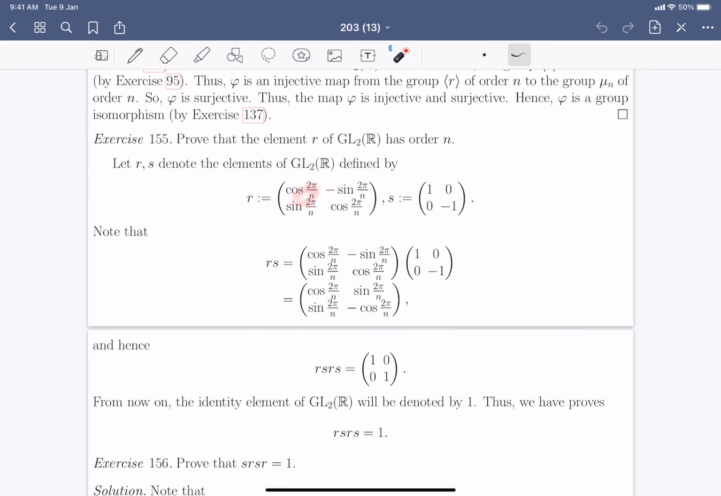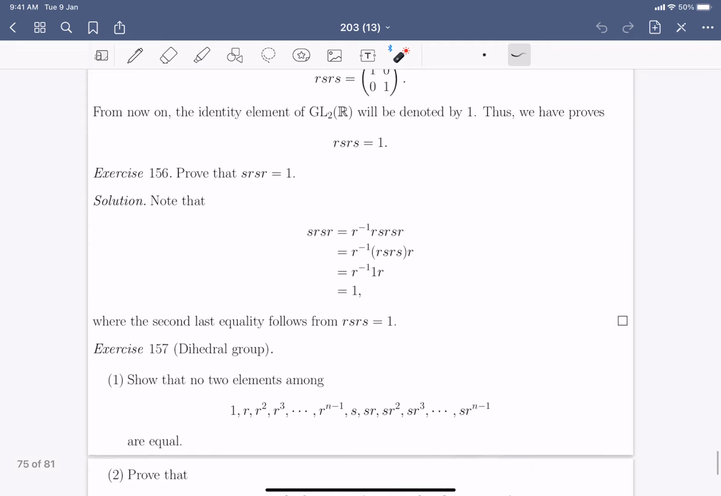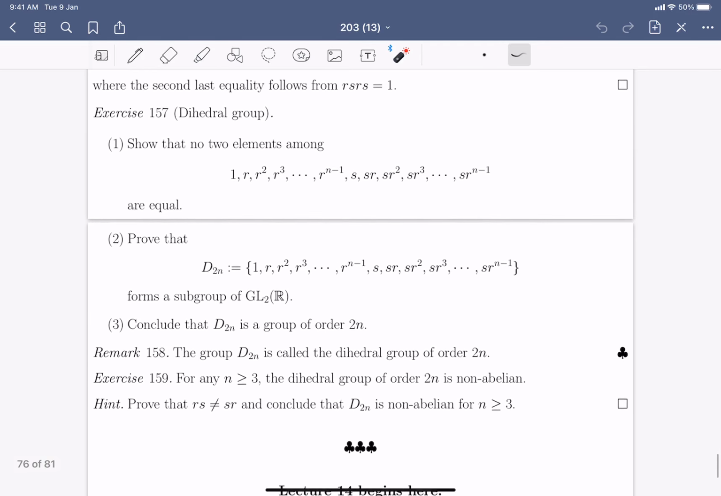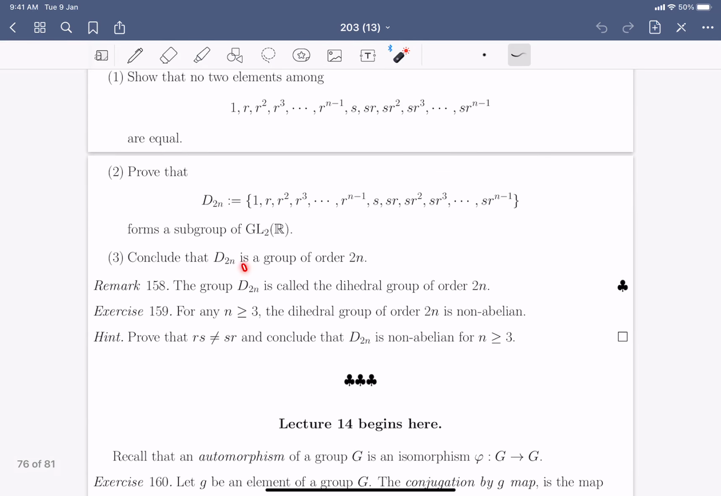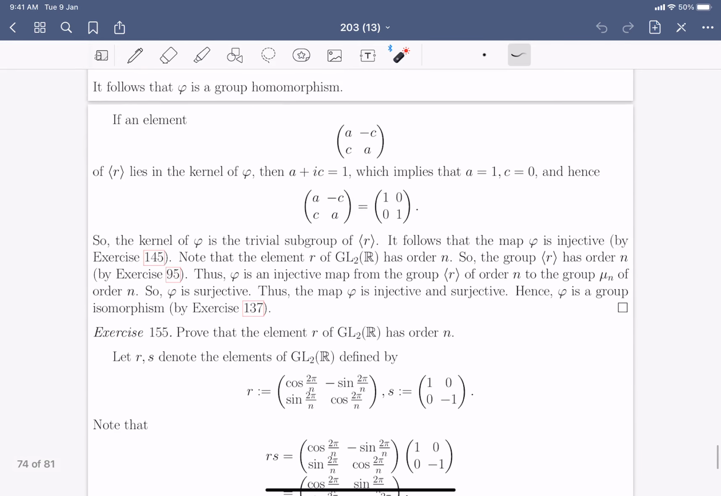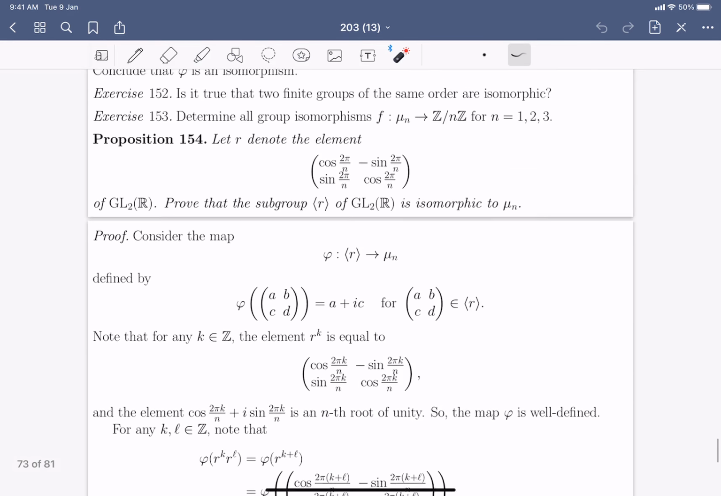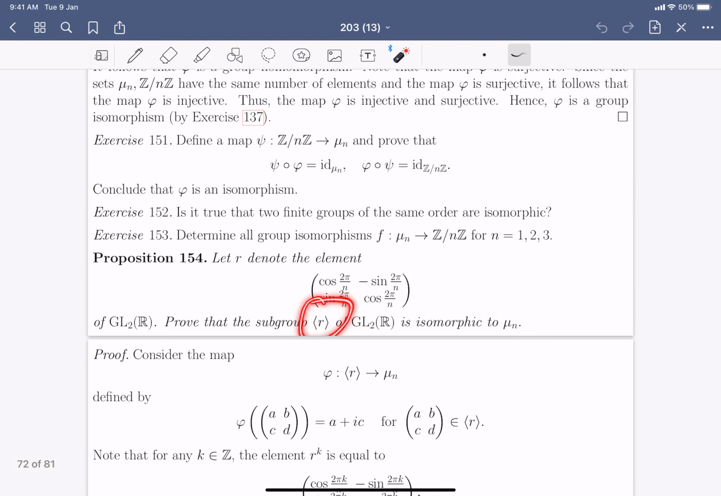This dihedral group forms an infinite collection of groups, and this is again one of the most important classes of finite groups that we are learning. We have learned the group mu n, we have learned the group Z mod nZ, and then we are learning this group D2n. And I think I have discussed that the subgroup of GL2(R) generated by r is isomorphic to mu n.